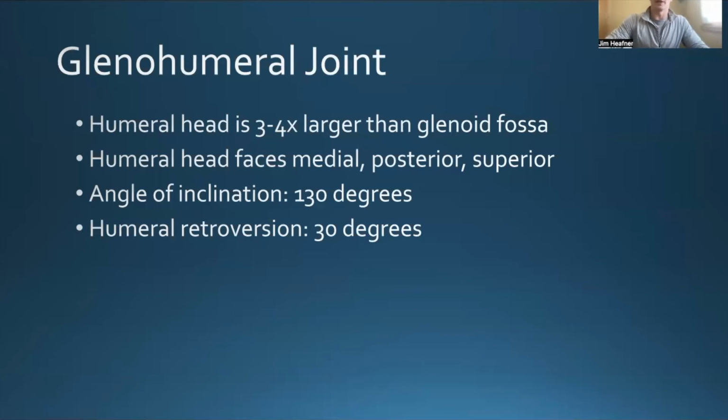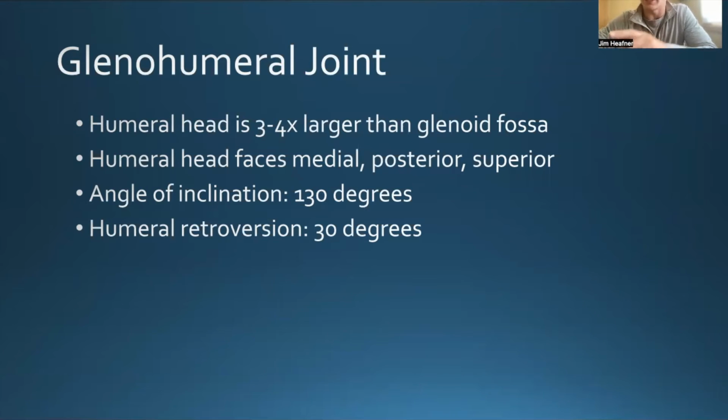The head of the glenohumeral joint is 3 to 4 times larger than the glenoid fossa. What that means is that you have this really large head fitting on a smaller surface of the glenoid. And that is good in many ways because that's going to allow for a lot of movement across this joint. That's why the glenohumeral joint is the most mobile joint in the entire body.